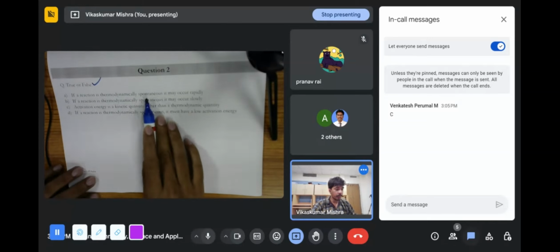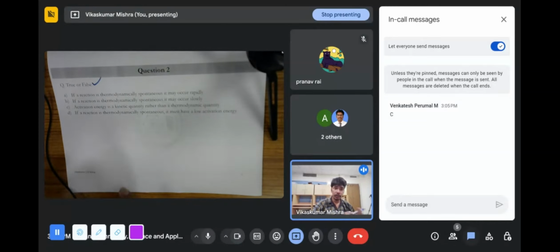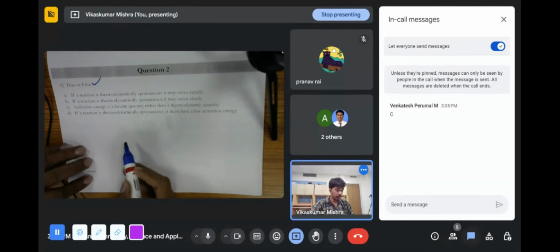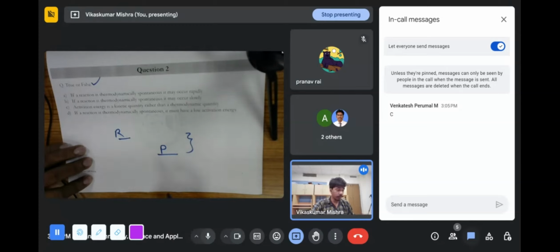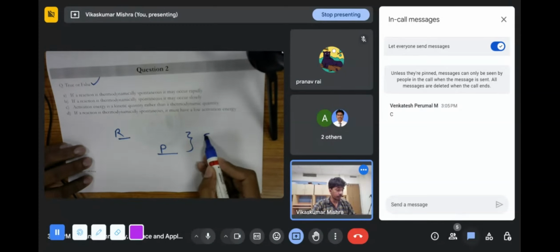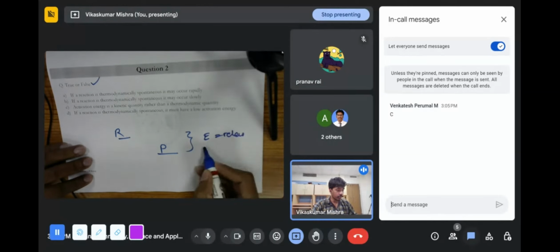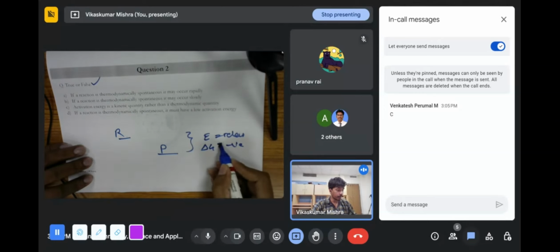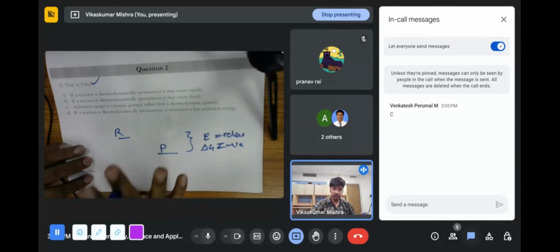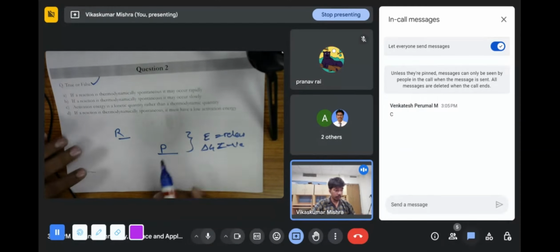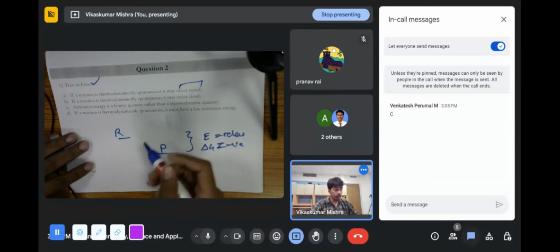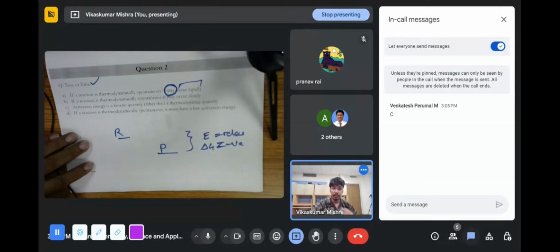If a reaction is thermodynamically spontaneous, it may occur rapidly. What do you think? If the reaction is spontaneous according to thermodynamics, then the energy will be released when the reactant forms the product. That is delta G, which is negative, right? And since it is negative, we can say that it is spontaneous. So if the reaction is spontaneous, does it mean that it will be rapid? The condition here is that it may be rapid.